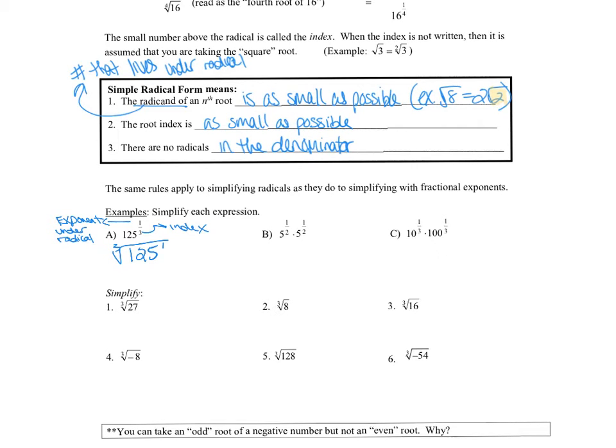So if we rewrite it this way, now let's think in cubes. The cubic root of 125 is just 5, right? 5 times 5 times 5. Let's look at example B. We have 5 to the 1/2 times 5 to the 1/2. Well, 5 to the 1/2 can be rewritten as the square root of 5. So we have the square root of 5 times the square root of 5, which just equals 5.